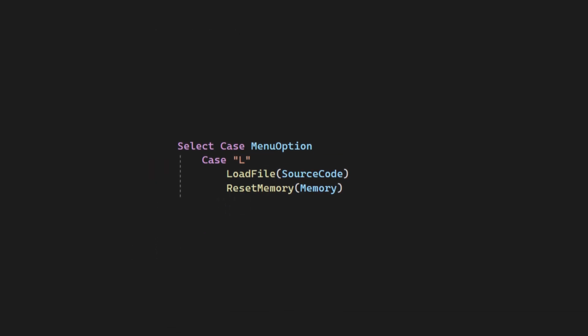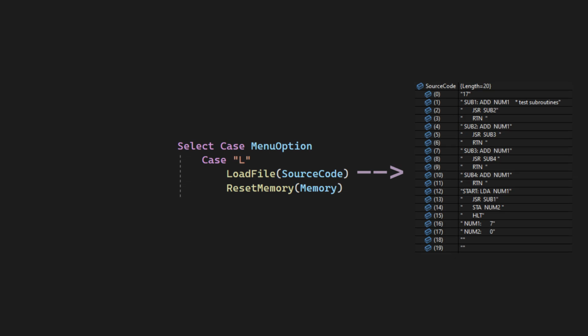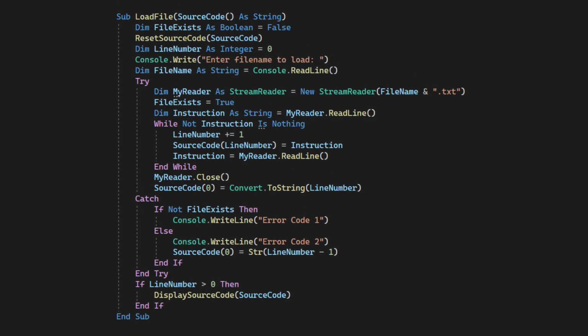We'll start with L, which loads our assembly code into source code and resets the memory in case we have any residual data from previous execution of the program. Here's how LoadFile looks. First, we create a file exists boolean and set it to false. We'll discuss what this is for in a second. Source code is reset to flush out any old data. We create a variable to hold the number of assembly lines and ask the user for the file name to look for. At this point, we reach a try-catch statement.